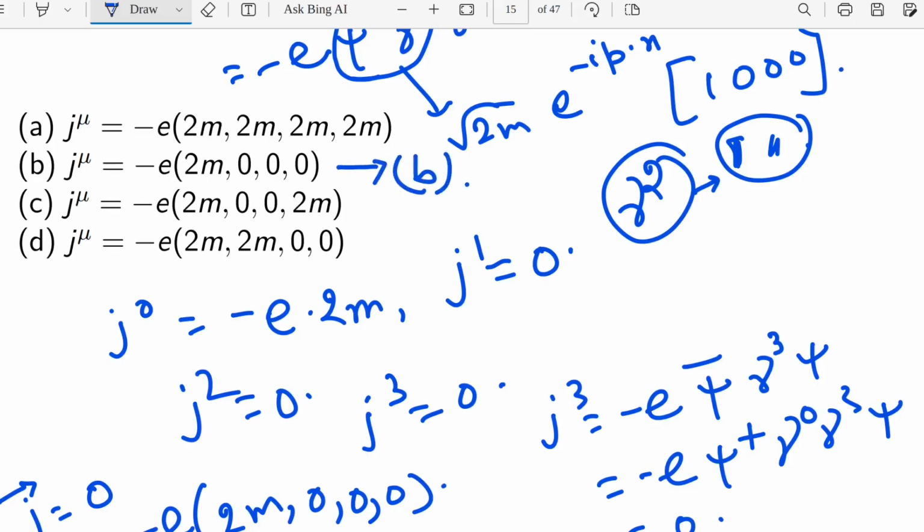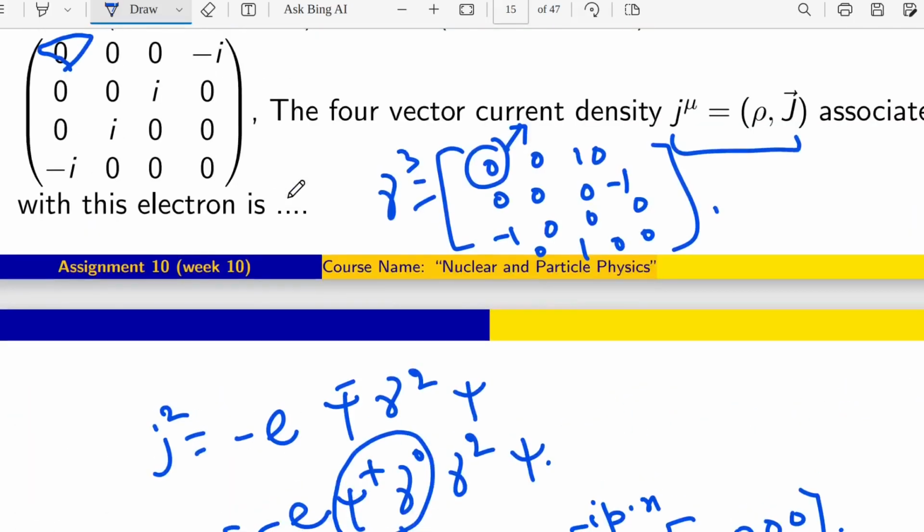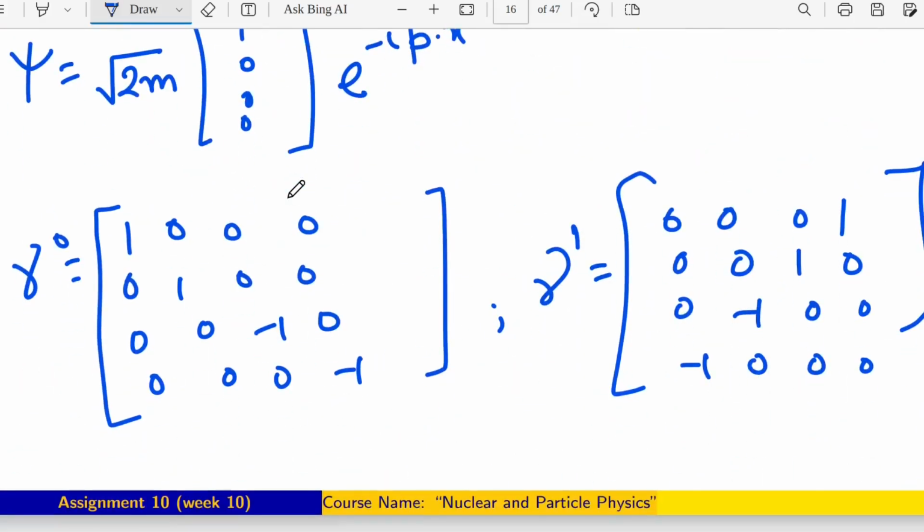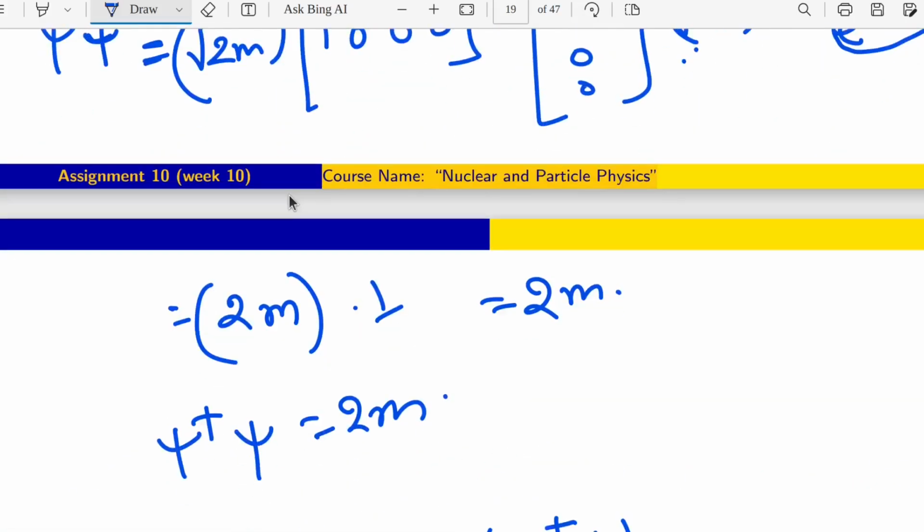So that's why we can tell that the correct option for that question will be B, that is J mu equals to minus e 2m 0 0 0. So this is the question, and I hope it is understandable. So we will go to the next one.